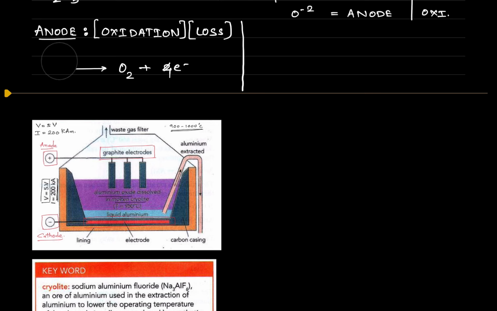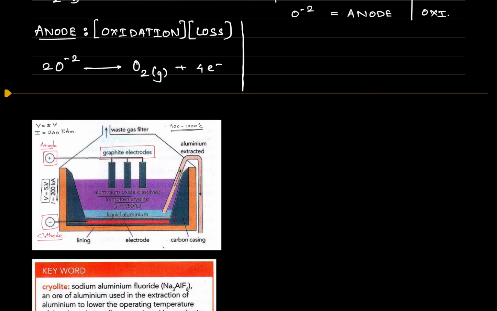So I hope now the reaction is clear. Let me write this reaction once again neatly for you. So what would be the final reaction? You would have 2O²⁻ converted into O₂, obviously gaseous, plus 4 electrons that would be liberated at the anode.